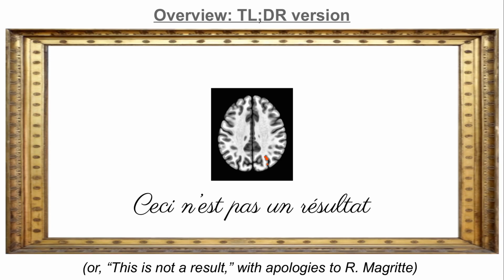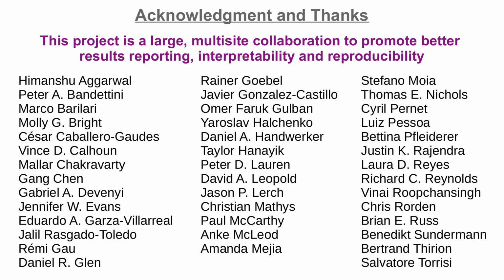So in summary, I want to try to convince you that this is not really results, and we'll try to figure out a better way to create our results, with apologies to René Magritte. Actually, the original painting from which this is based is called The Treachery of Images, appropriately enough, and we're going to try to avoid having treacherous images that undermine our science and our results.